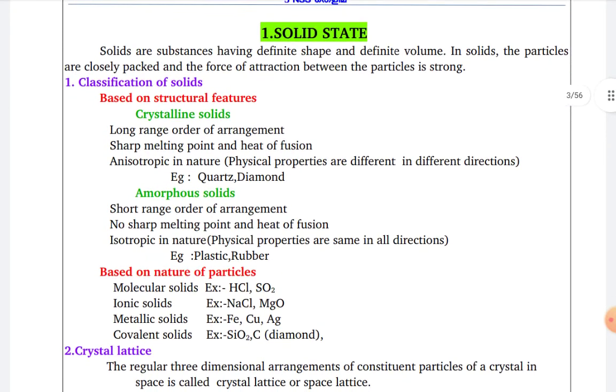So first, we can go to the solid state. Here I am only going to explain the focus area topics. Solid state. Solids are substances having definite shape and definite volume. In solids, the particles are closely packed and the force of attraction between the particles is strong.